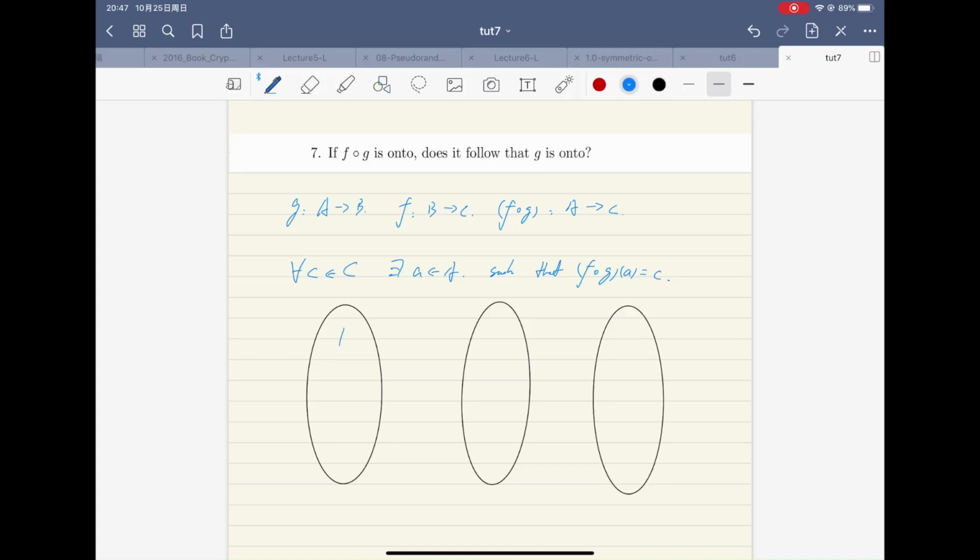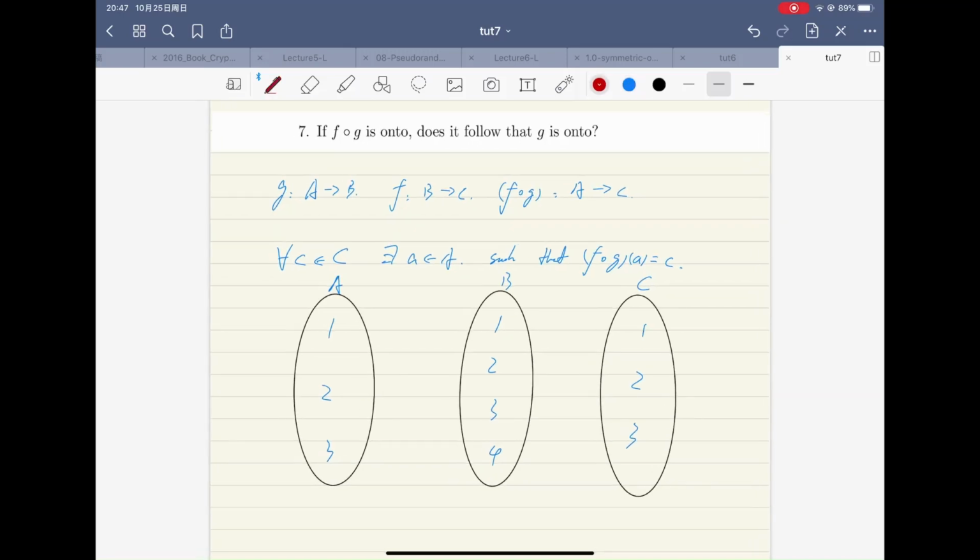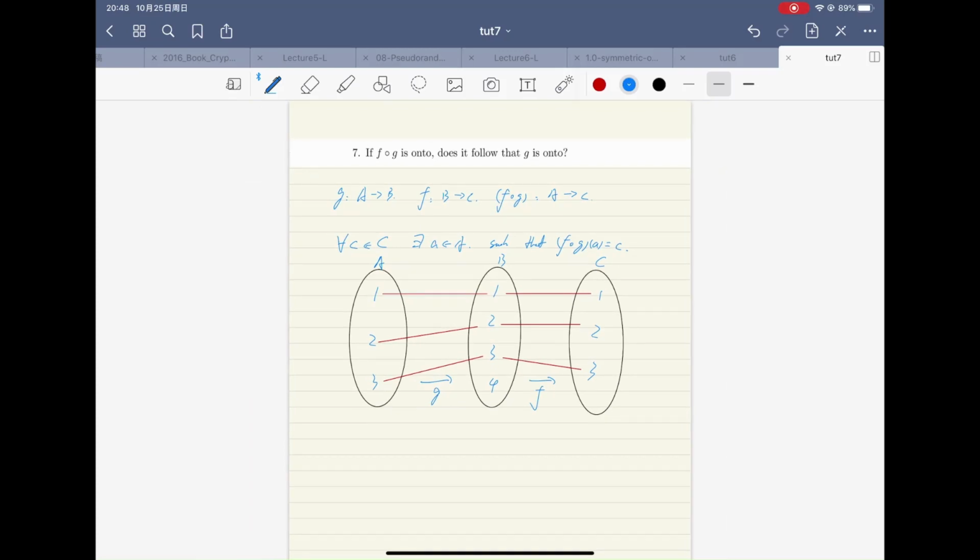So we have some element in the set. Here is a set A, B, and C. So we can have some mappings here. A maps to A, 1 maps to 1, 2 maps to 2, 3 maps to 3. And we have G here, we have F here.